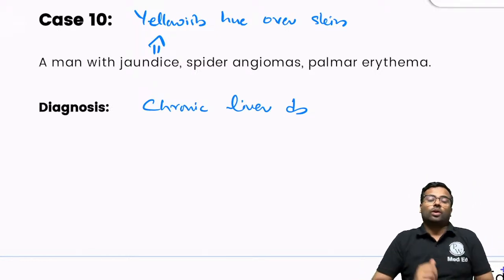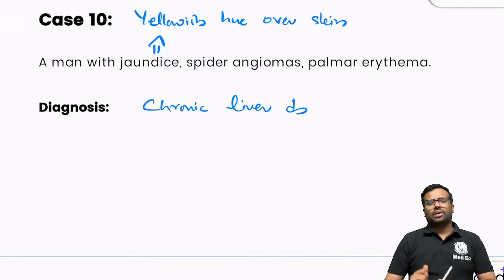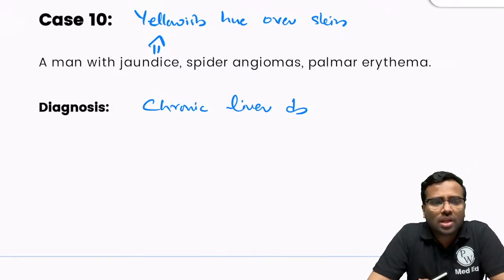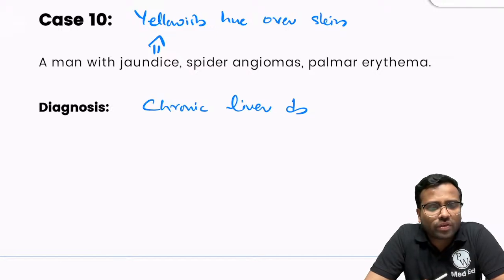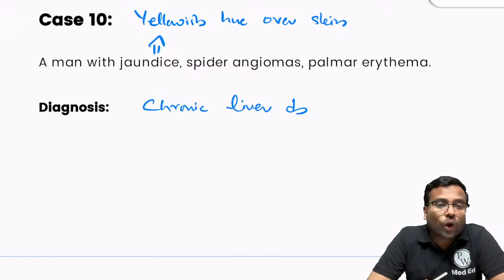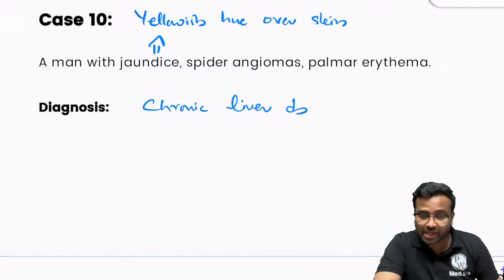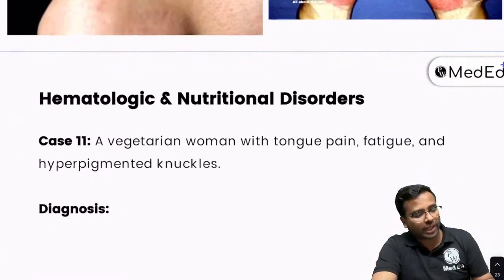So it can be because of hepatitis, it can be due to alcoholic hepatitis or anything as such. So all these are going to give you a clue that there is a chronic liver disease in this case, isn't it? So that is how you need to think about these kind of cases as well. So now let's move to the next one.